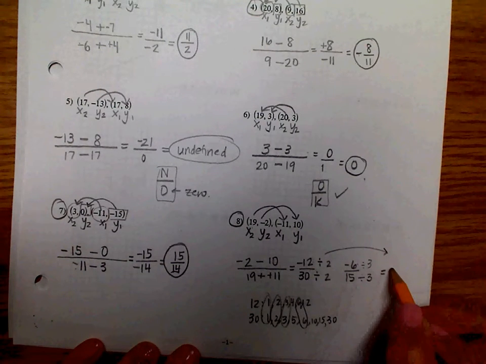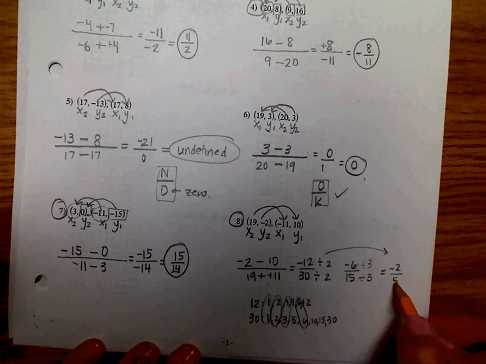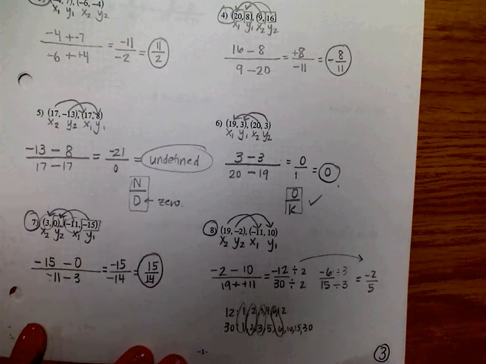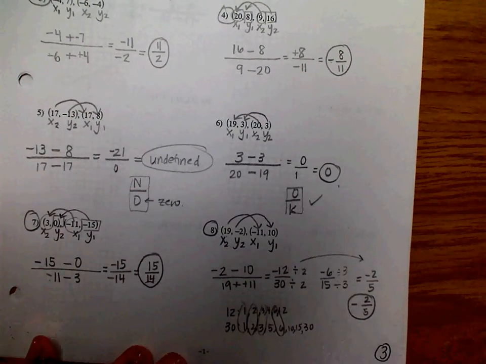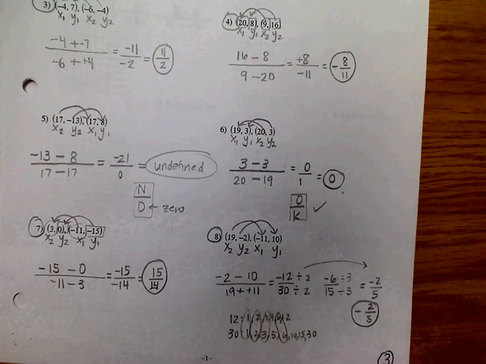But negative 6 divided by 3 is negative 2. 15 divided by 3 is 5. So it's negative 2/5. But let's make sure that the negative comes out to the front of the fraction. And that's my answer. Hopefully that helped.